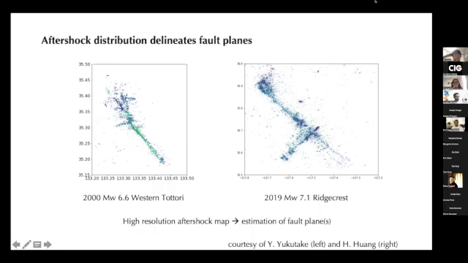Okay, let's start. So I'm interested in how aftershocks occur and its physical mechanisms. If you look at good high resolution aftershock catalogs, the aftershock distribution generally delineates fault planes in the underground. I'm showing two examples of recent earthquakes, not very recent: the 2000 Western Tottori earthquake and the 2019 Ridgecrest California earthquakes. You can clearly see the fault planes from the aftershock distributions. And actually this high resolution aftershock map is used to estimate fault planes.